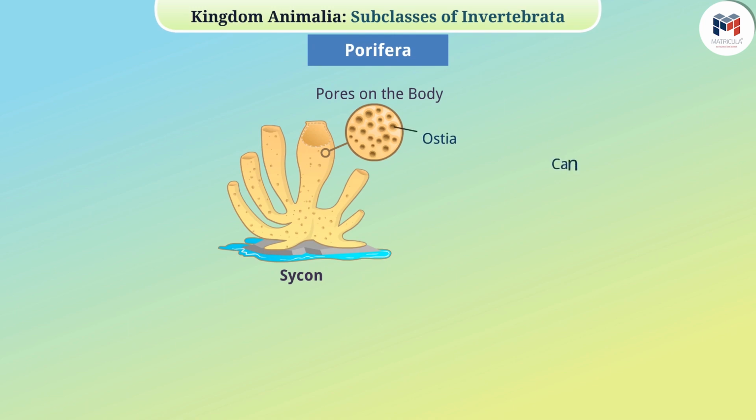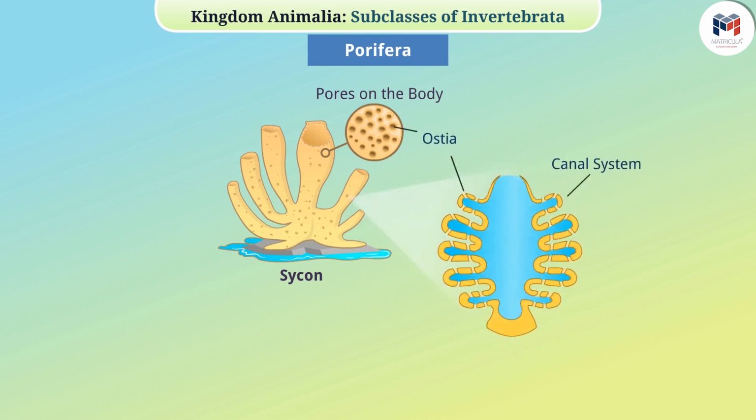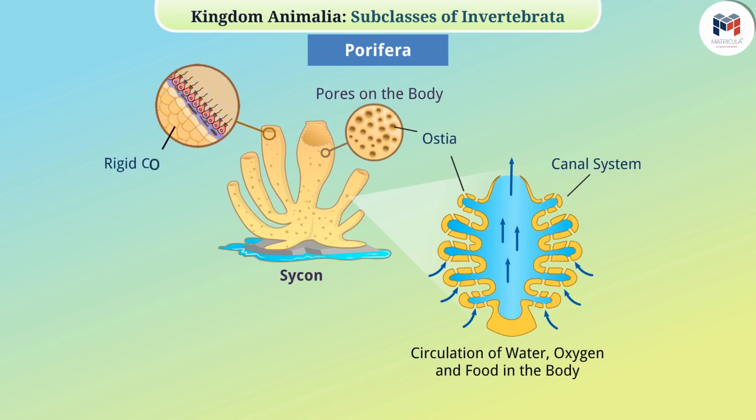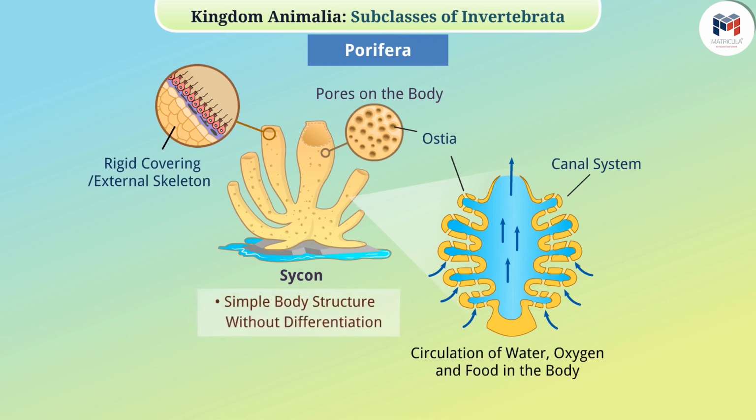They are connected to the canal system through which the circulation of water, oxygen and food takes place in the body. Their body is covered with a rigid covering or external skeleton. Their body structures are simple and do not differentiate into tissues. They can produce offspring through sexual and asexual reproduction.